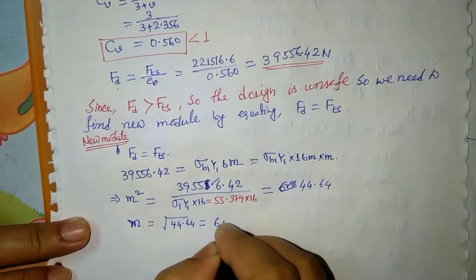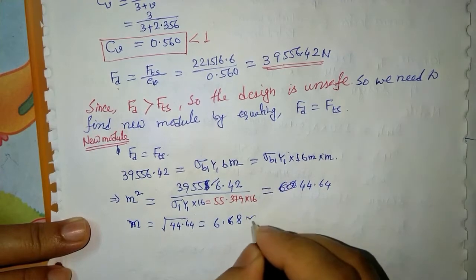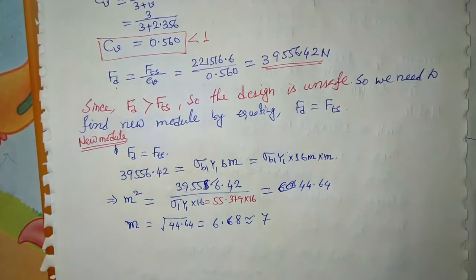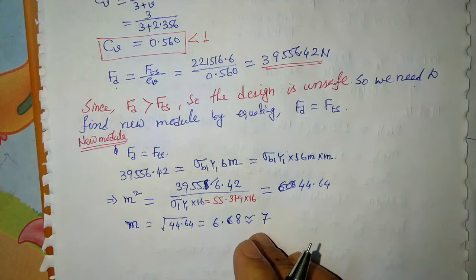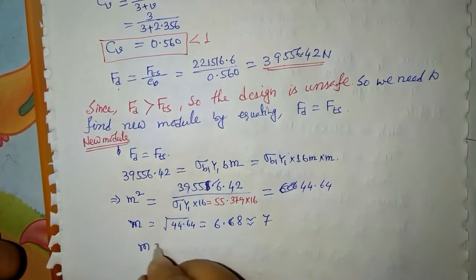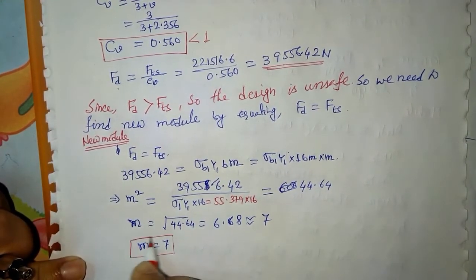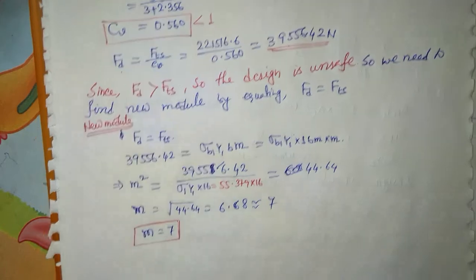So this value will be 6.68, and this is 7. Already I mentioned that module can't be a fraction. So this new module is 7. Okay, so we got a new module as 7.